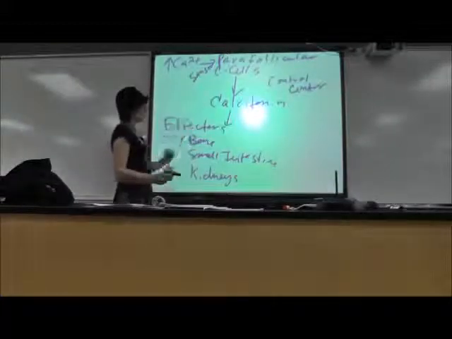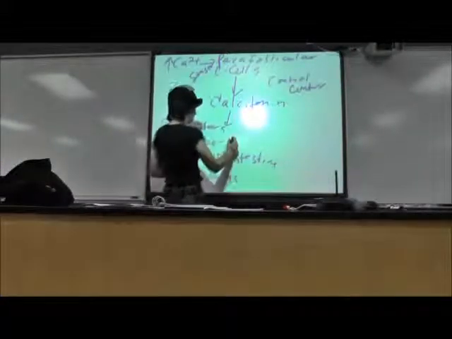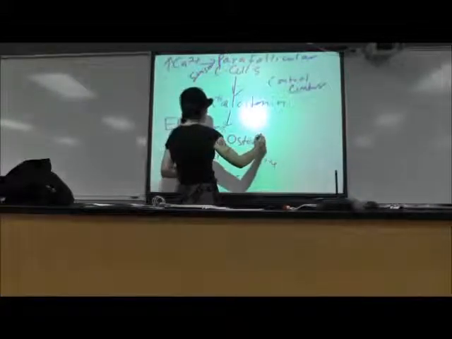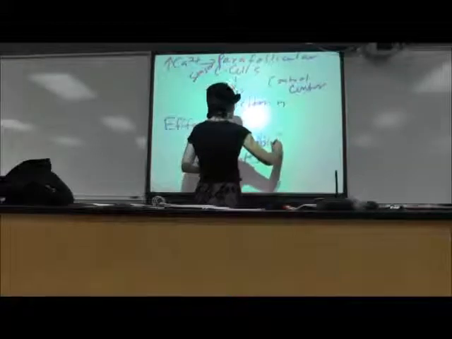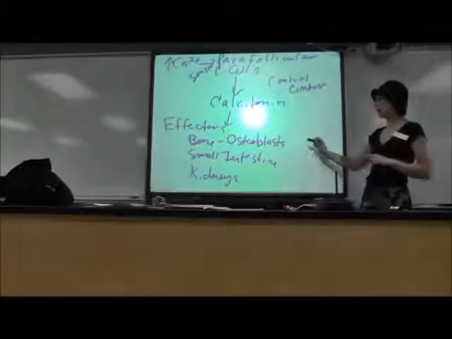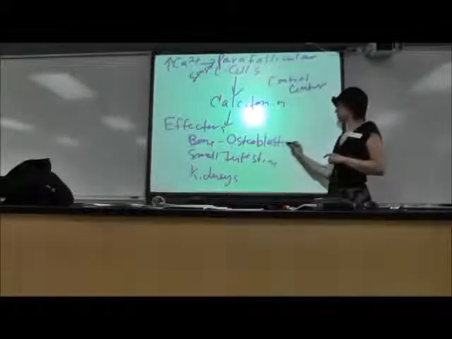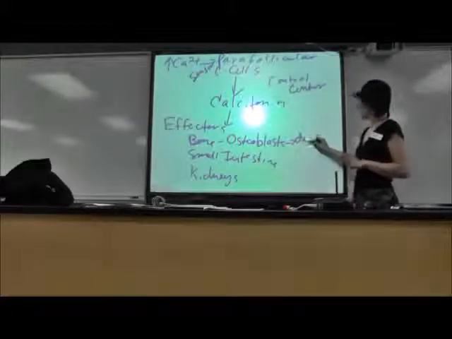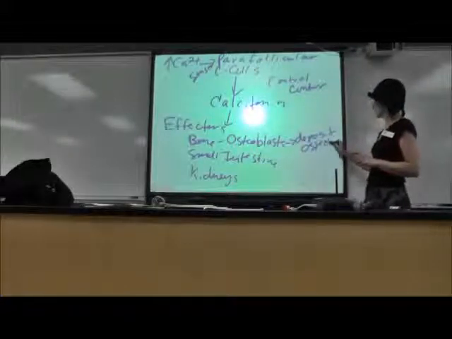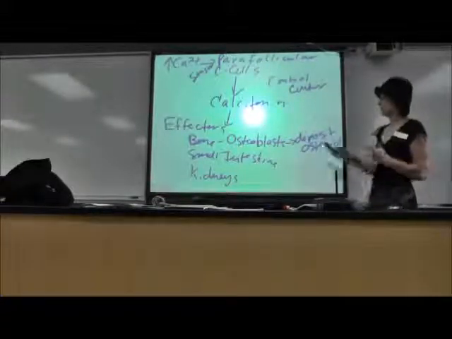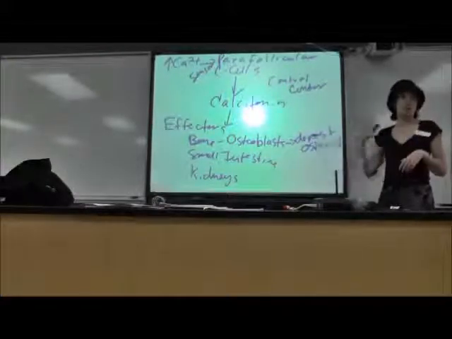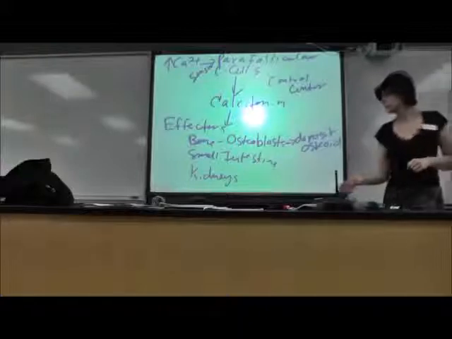At bone, what cells are we going to stimulate? Osteoblasts, because they're going to be able to pull out this extra calcium and deposit it in osteoid. So they will deposit osteoid. So that's one way to get that excess calcium out of the blood, to deposit it in bone. Bones are a good mineral storage source.